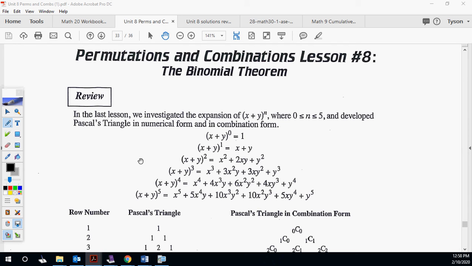This is S1, Chapter 1, Lesson 8, the last lesson of perms and coms. So the binomial theorem, we're just kind of fully expanding Pascal's triangle. We got all that pattern stuff down to use the binomial theorem. So just a review of that.